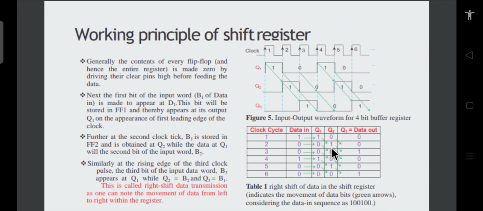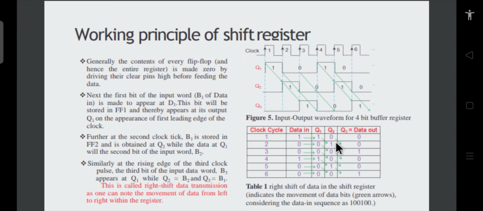Okay, so this can be represented in this form, which is called the timing diagram of the register, or it can also be written in this table form. The meaning is the same. At the appearance of the first clock cycle, let's say the data input word is 100100. You see, when the first clock pulse appears, whatever the data input is appears on the output of the first flip flop.